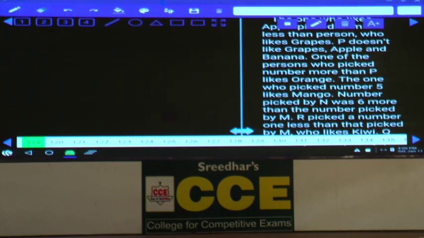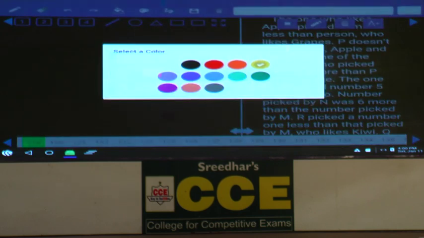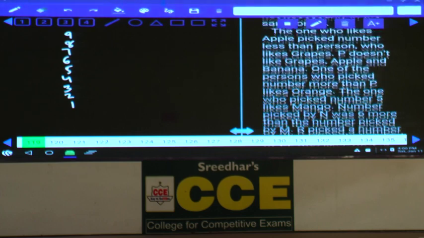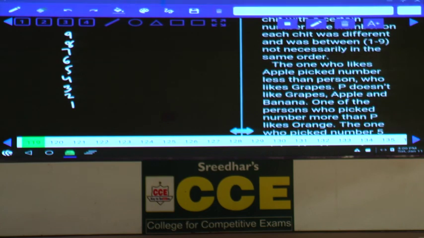Fix the numbers, because with the numbers we can write the paper: 9, 8, 7, 6, 5, 4, 3, 2, 1. Then in this one, the one who likes apple picks a number lesser than the person who likes grapes. That means apple is below this one or above this one? Apple is below grapes. Now the person who picked apple is below grapes. So I write numbers either from bottom to top or from top to bottom, in decreasing order. When writing here, we have to write in reverse, which feels a little difficult. Whenever it is taller or greater, I write from the top.